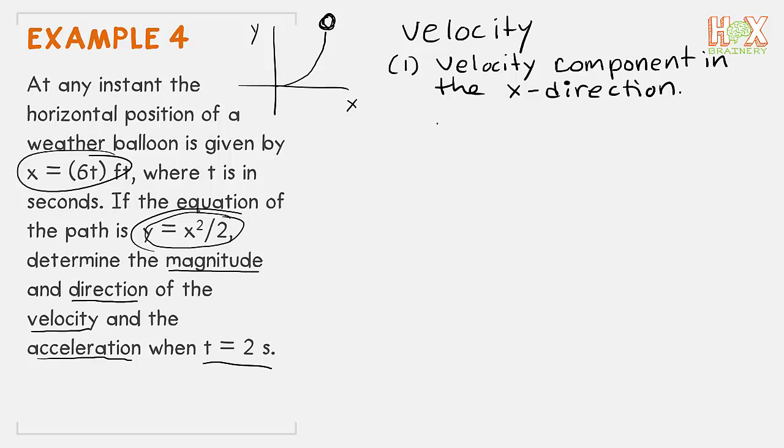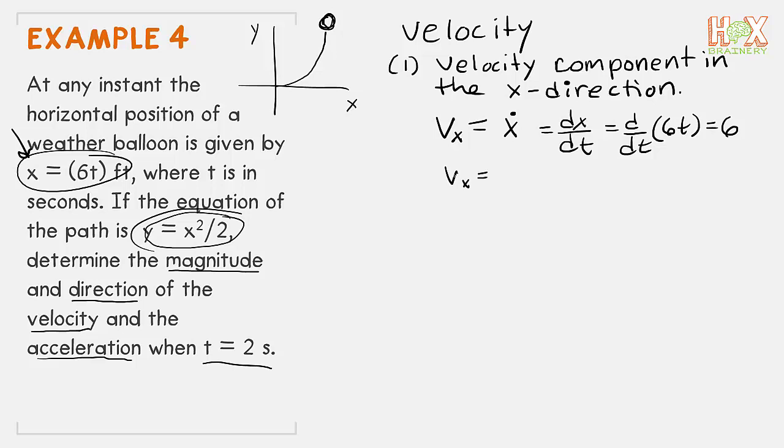Okay, so I'm going to need v sub x, and you can think of that as x dot, and basically it's the derivative of x with respect to t. So I need to find the derivative with respect to t of this over here, 6t, which is just 6. Okay, so right now the velocity component in the x direction is 6 feet per second in that direction. Okay, now I'm going to go ahead and find the velocity component in the y direction.